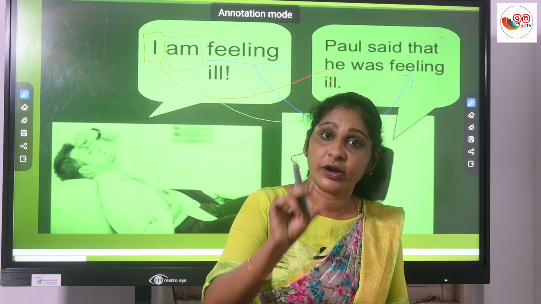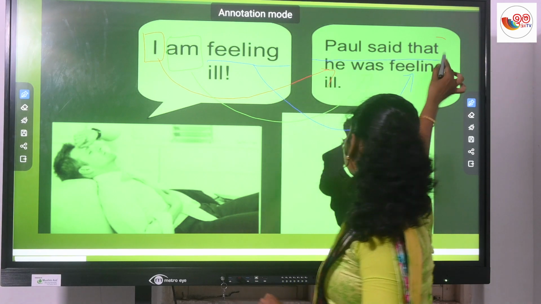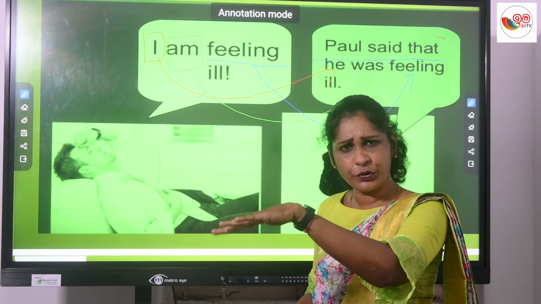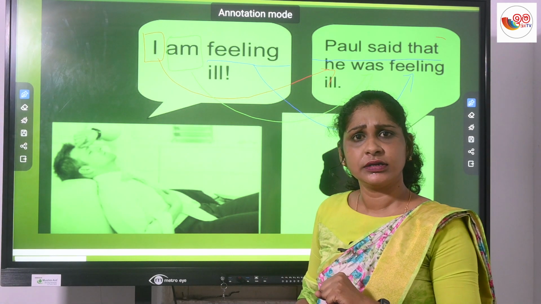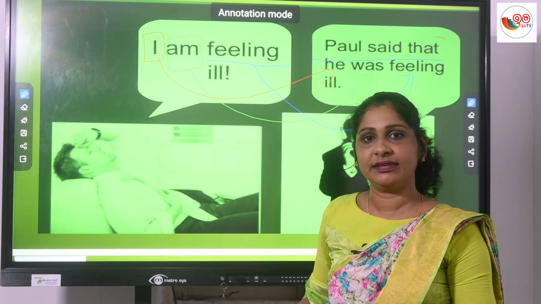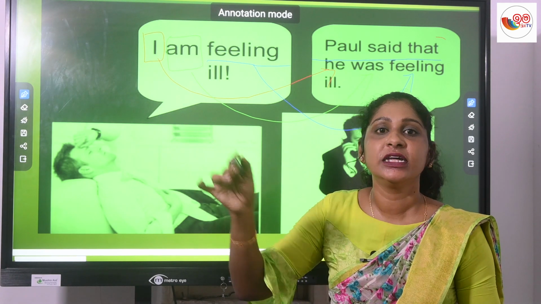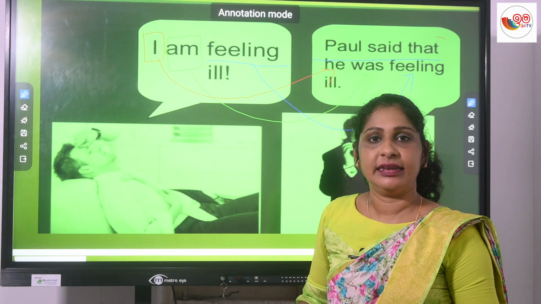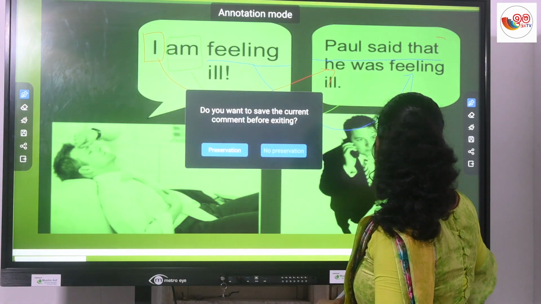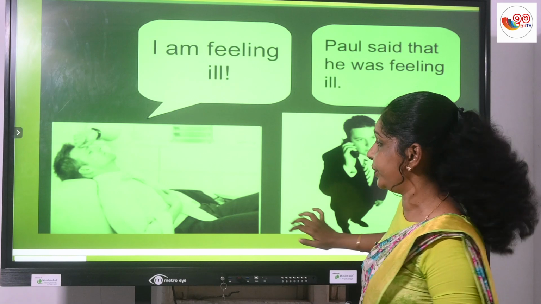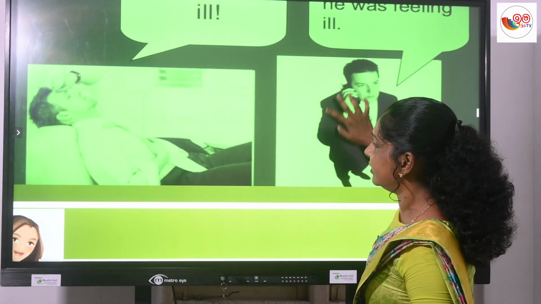So when you write, all these three changes only you have to focus. But before you start, you have to start this structure. Someone said. If you know their name, write their name. You can point it out. Paul said that he was feeling ill. Okay? One more example about present continuous. Look at here.